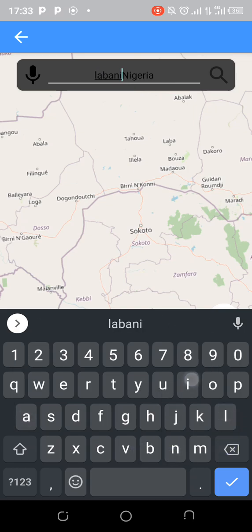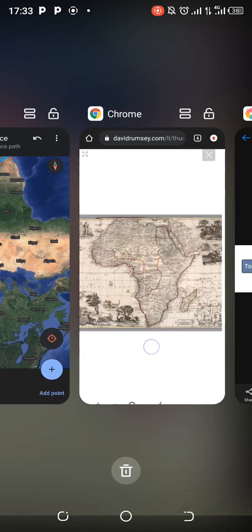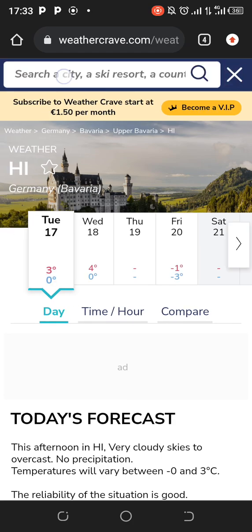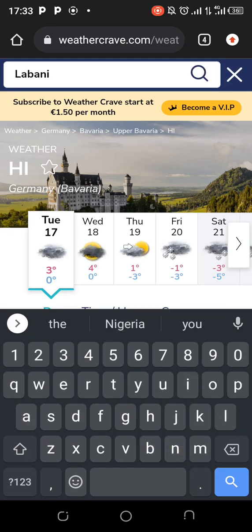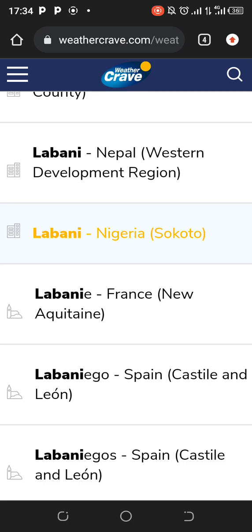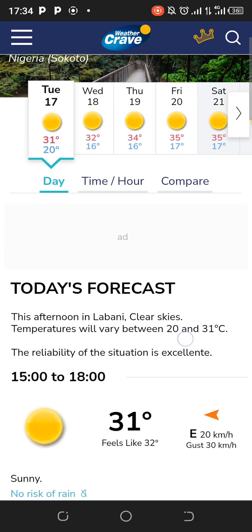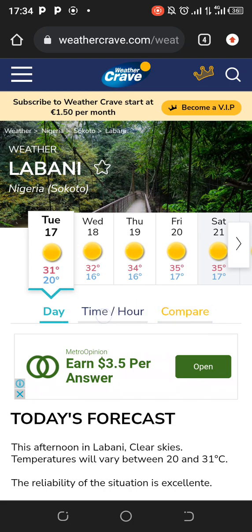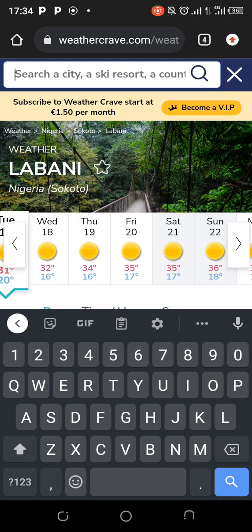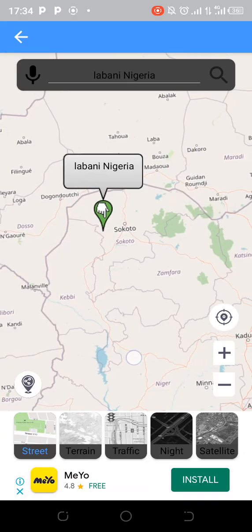Let's look at this. This is Labani. Let's look at Weda Cave, or Weda Cave would bring out this thing to us here. You see this? Labani. This is Labani, Sokoto State, Nigeria. This is Weda over there. Let's look at the house of Haran. This is Labani in Sokoto State, Nigeria. So let's look at Haran.